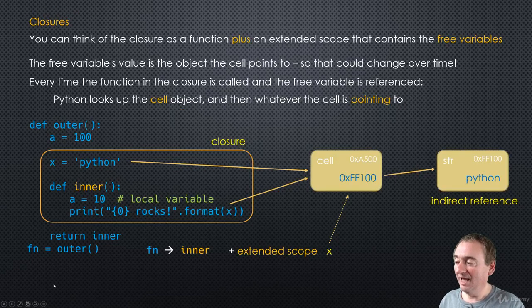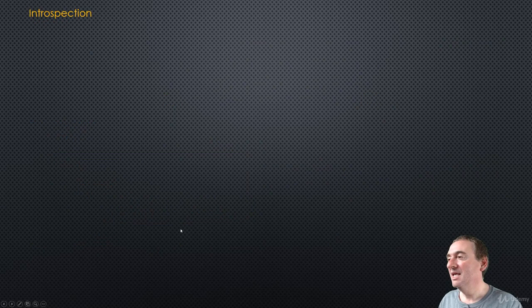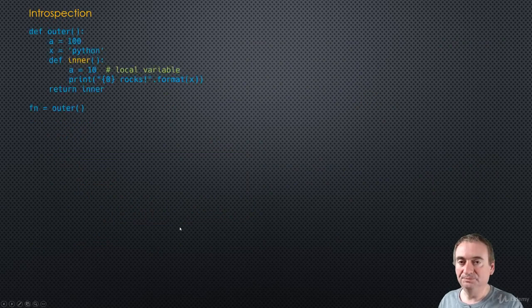When we call fn, then it's going to execute inner, and that will print out Python rocks, as we saw before. At that point, x will get evaluated via the double hop, and Python will come back, and so we'll print out Python rocks. Okay, let's look at introspection.